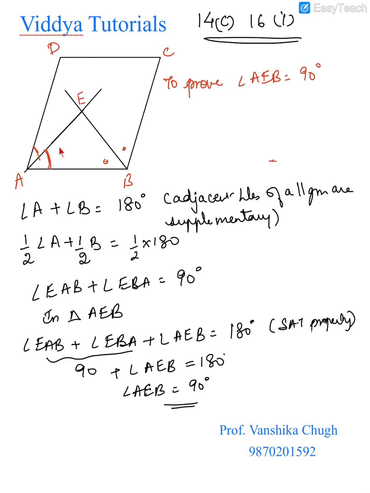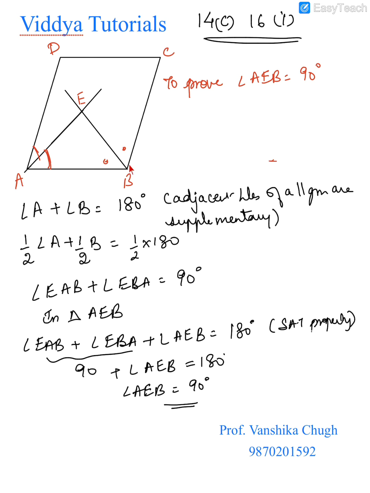So half of angle A is what? Half of angle A is EAB and half of angle B is EBA. You will write the reason over here as AE is the bisector of angle A and BE is the bisector of angle B. Please write the reason over here. Why have we changed it? And half into 180 is 90.